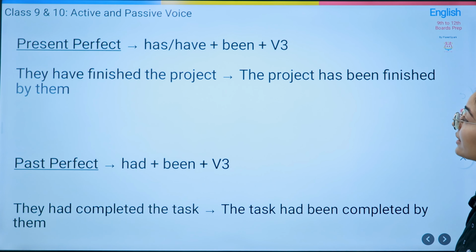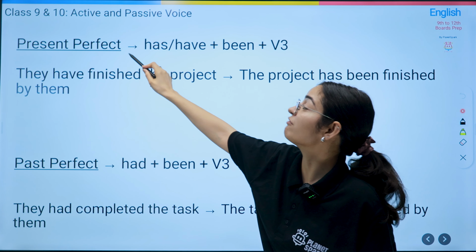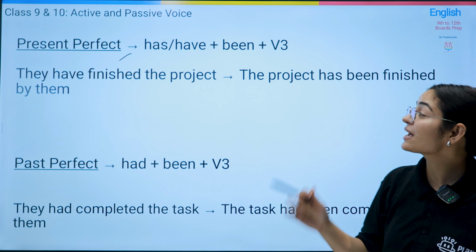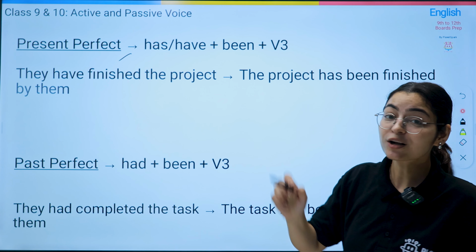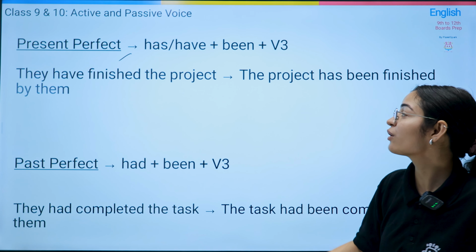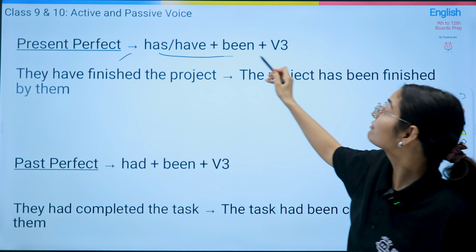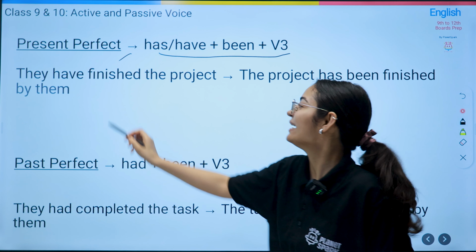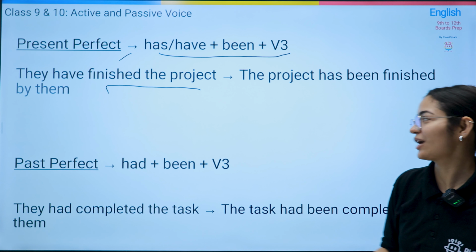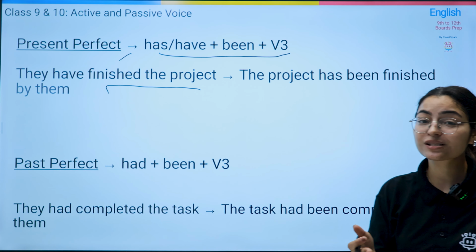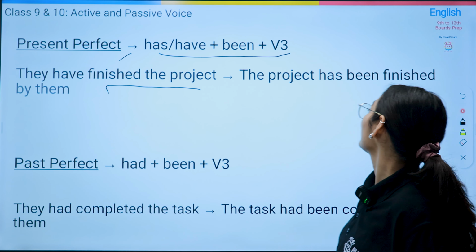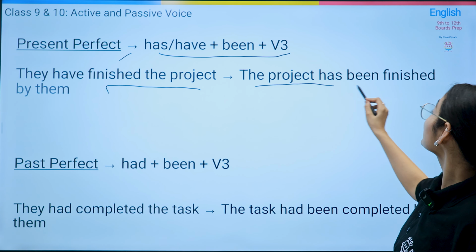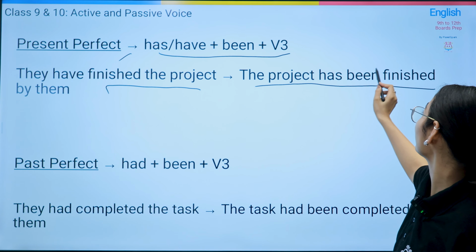Now moving on to the next one, which is present perfect. If any sentence is in present perfect tense, the structure for changing it into passive voice would be has, have, plus been, plus the third form of verb. For example, they have finished the project, right? Now, if we have to change the sentence from active to passive, we will say the project has been finished by them.